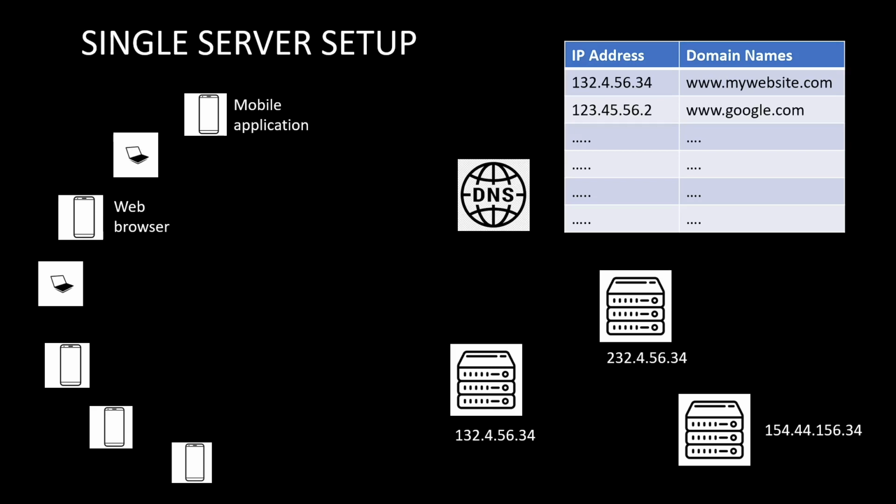So my website name, my domain name, is mywebsite.com, which is served at this particular IP address 132.4.56.34. But my clients are not aware of the actual IP addresses, because it is very difficult to keep in mind all these things, right? So what I'm going to do is say, okay, I remember the domain name, just give me back the IP address.